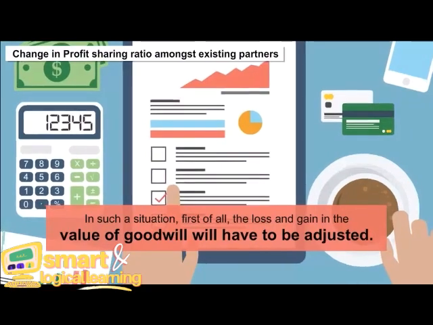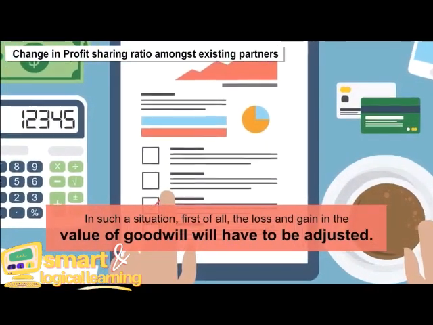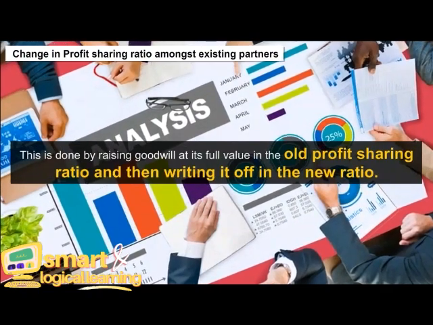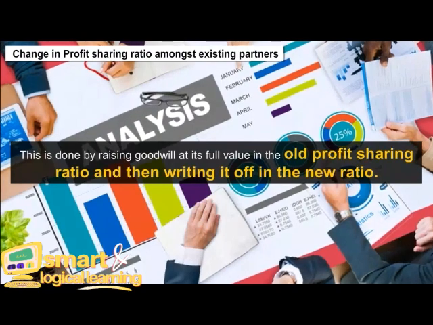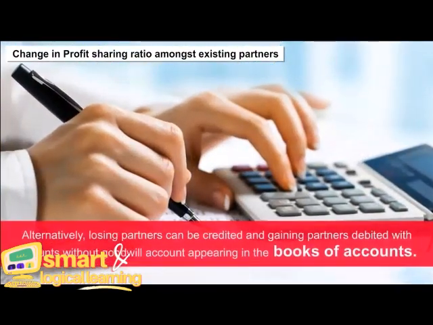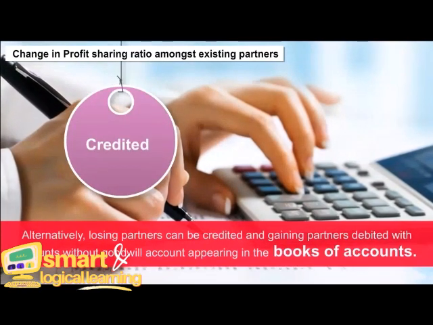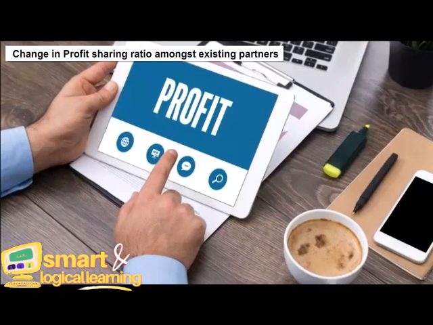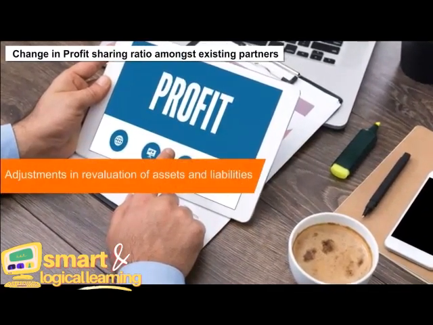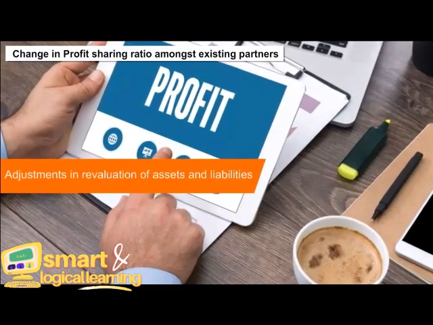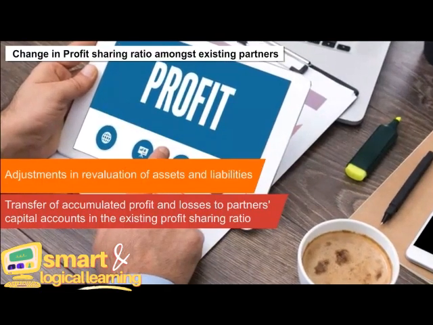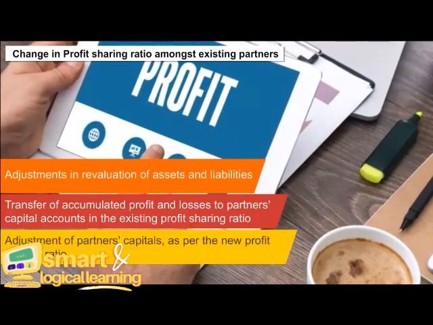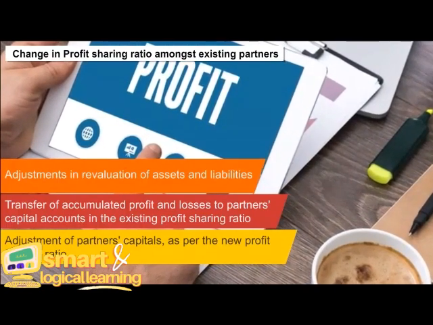In such a situation, first of all, the loss and gain in the value of goodwill will have to be adjusted. This is done by raising goodwill at its full value in the old profit-sharing ratio and then writing it off in the new ratio. Alternatively, losing partners can be credited and gaining partners debited with amounts without a goodwill account appearing in the books of accounts. Any change in the profit-sharing ratio involves adjustments in revaluation of assets and liabilities, transfer of accumulated profits and losses to partners' capital accounts in the existing profit-sharing ratio, and adjustment of partners' capitals as per the new profit-sharing ratio.